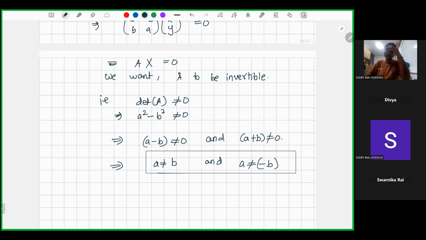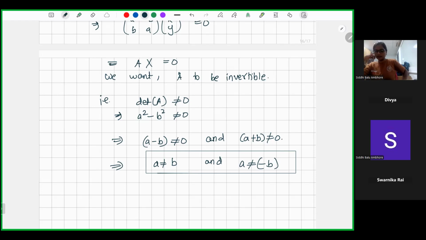See, you are saying that this must be "or". No, I am not saying this must be "or". You are saying this must be an "and" condition, then only. Okay, it must be "and", right?